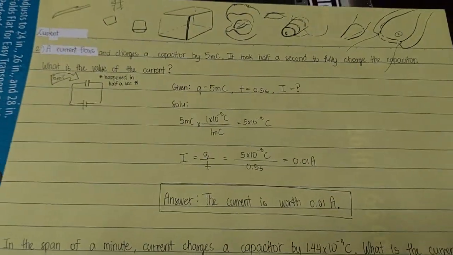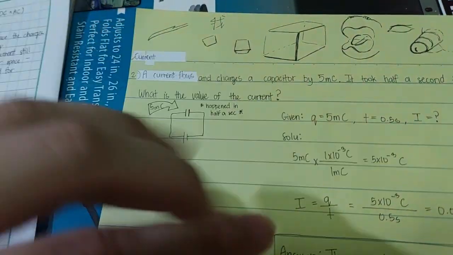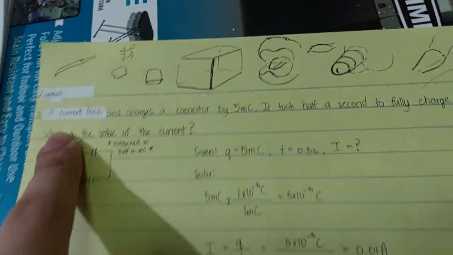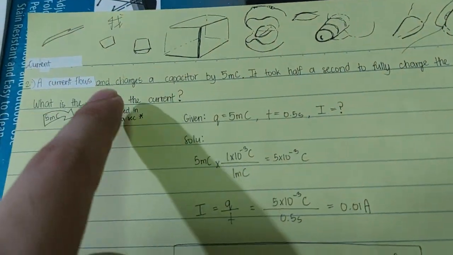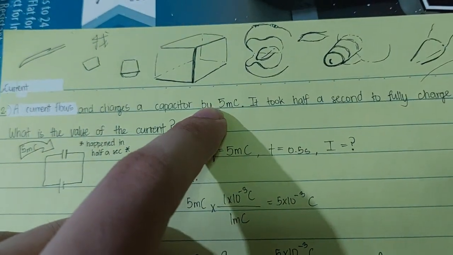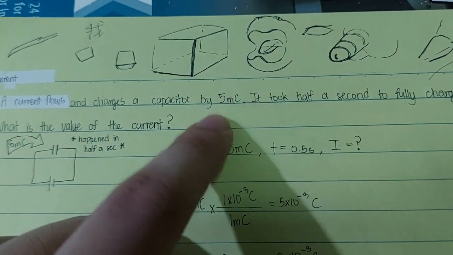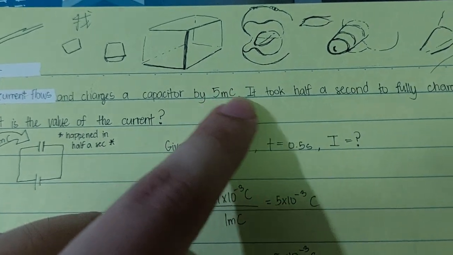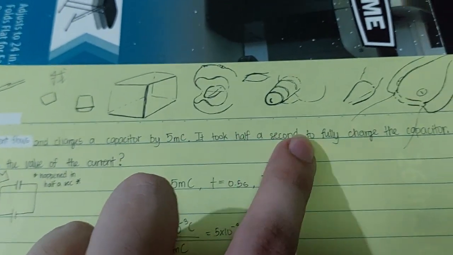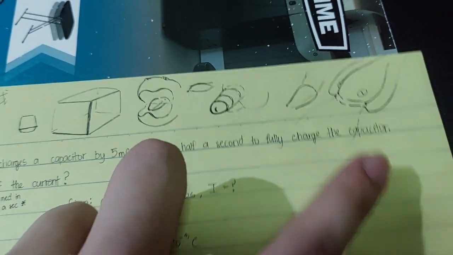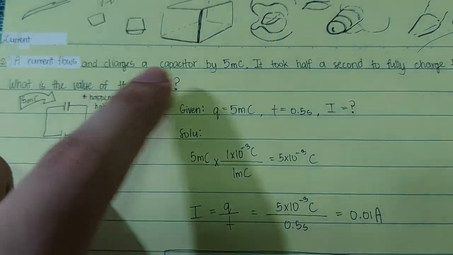Alright guys, so in our next problem, we're still solving for current, by the way, so we're solving for I. So let's read our next problem. A current flows and charges a capacitor by 5 millicoulombs. That's millicoulombs, by the way, milli for M. It took half a second to fully charge the capacitor. What is the value of the current?